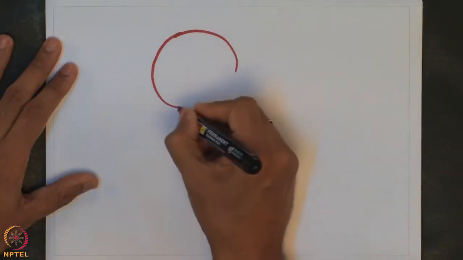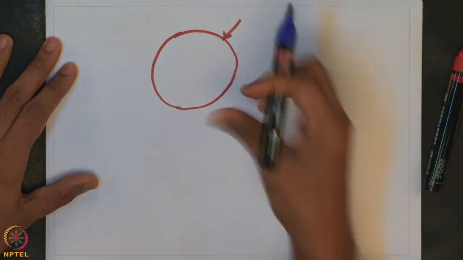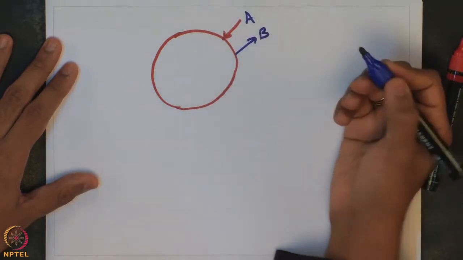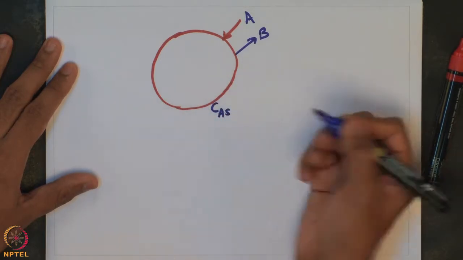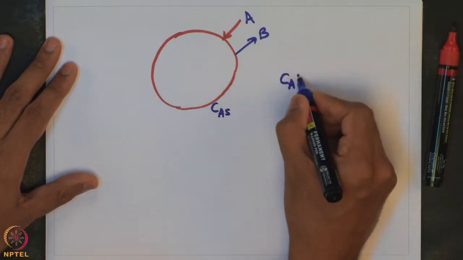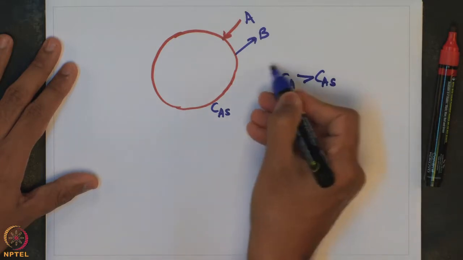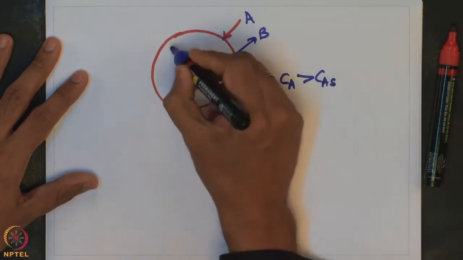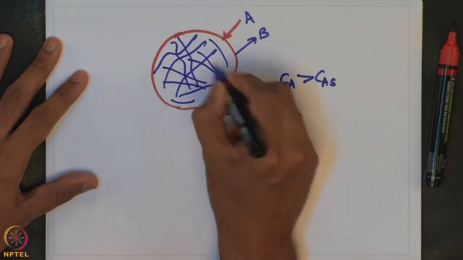So, suppose we have a catalyst where let us say species A is diffusing from the bulk to the catalyst surface, and species B is let us say the product which is diffusing out. And suppose the surface concentration of the species is CAS, bulk concentration CA is greater than CAS, which means that the species is diffusing from bulk to the surface of the catalyst. And of course, there are pores which are present inside the catalyst.